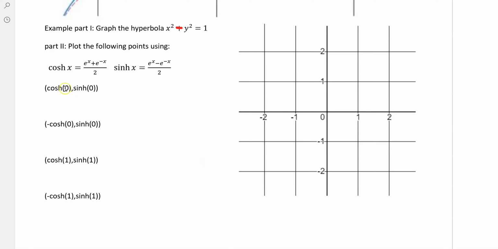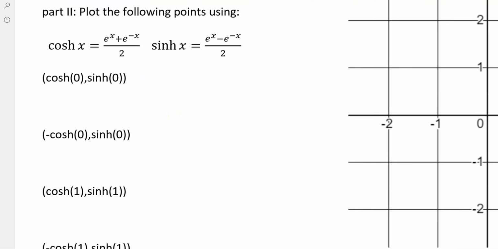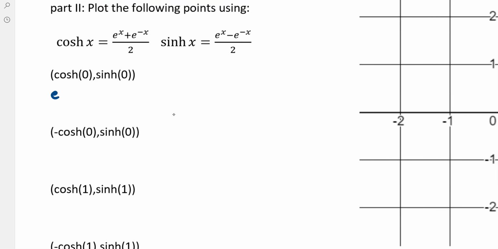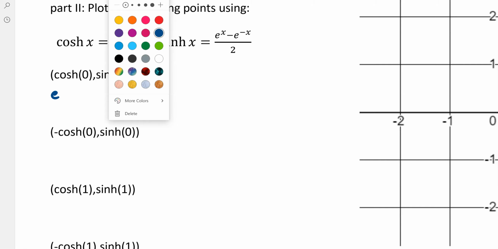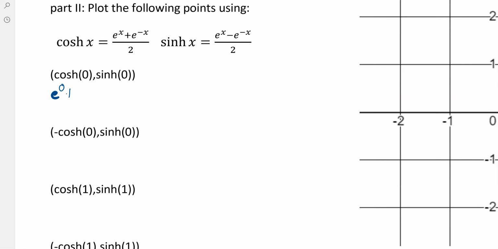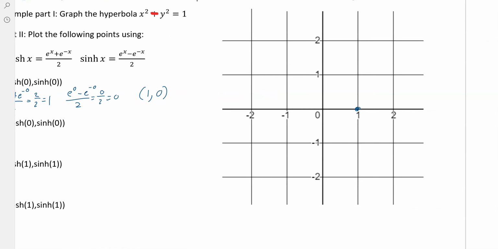So what we're going to do is plug 0 into our hyperbolic cosine and 0 into our hyperbolic sine and see what we get. Okay, so we would get e to the 0 plus e to the negative 0 all over 2. And so that would be 1 plus 1, which is 2 over 2, which is 1. And we're going to do the same thing with the sine. And so this would become 1 minus 1, which is 0 over 2, which is 0. So our point becomes 1, comma 0. And so let's plot that. So that is one of the points.